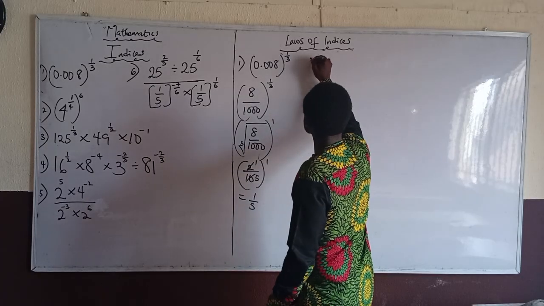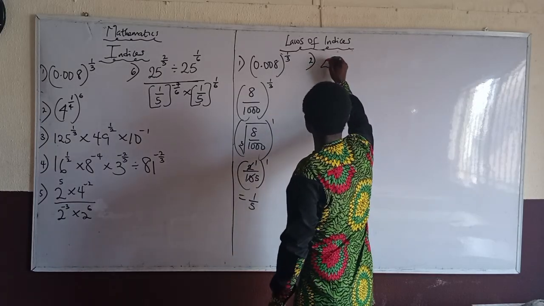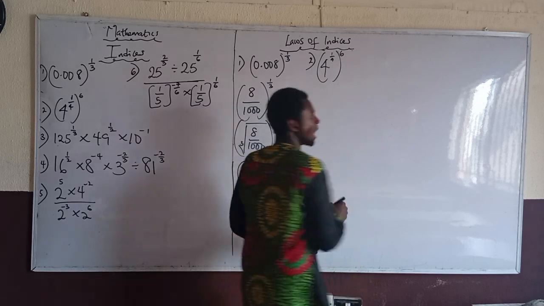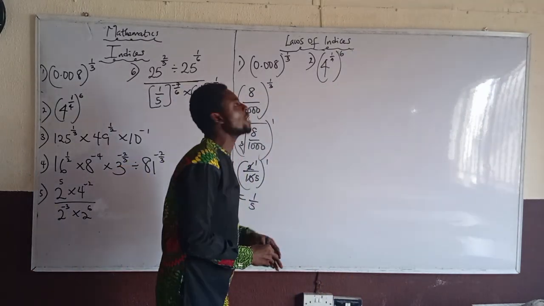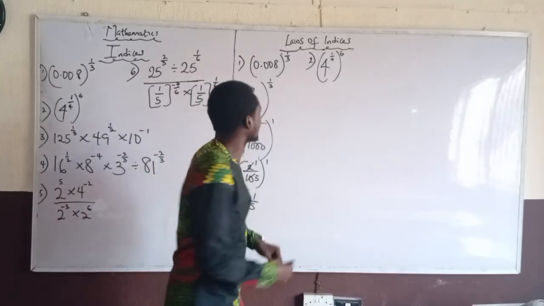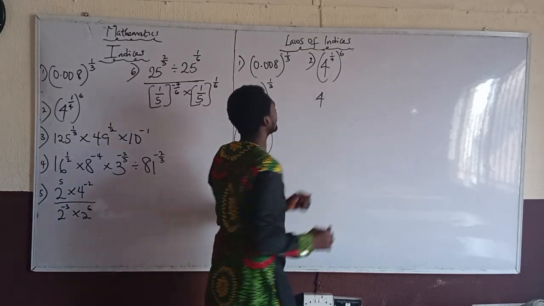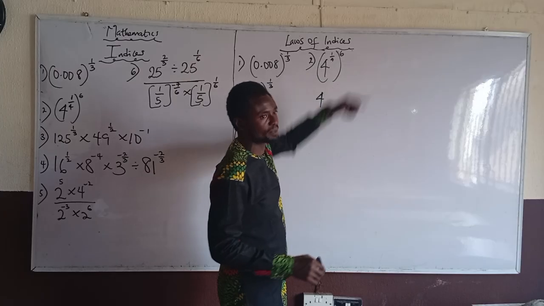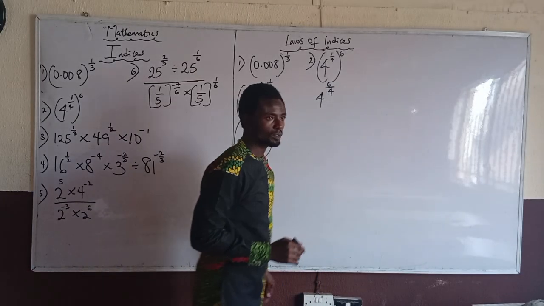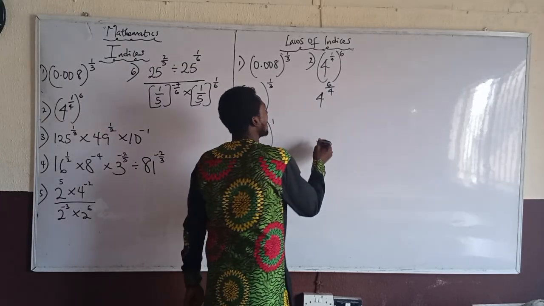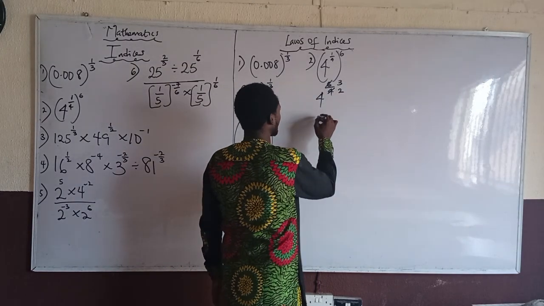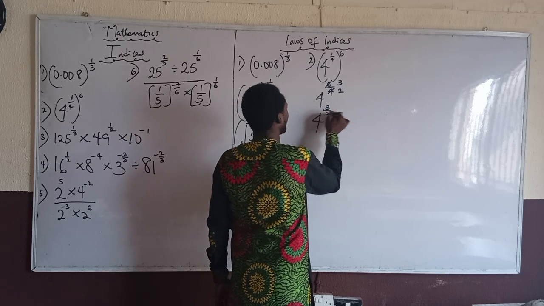Then question 2, I have 4 raised to power 1 over 4, then raised to power 6. According to our law of indices, when you have double powers, it means that the powers are to multiply each other. So here is 4. Now, 1 over 4 times 6 here becomes 6 divided by 4. I can divide. I have here 2 in 4, 2, 2 in 6, 3. Here becomes 4 raised to power 3 over 2.